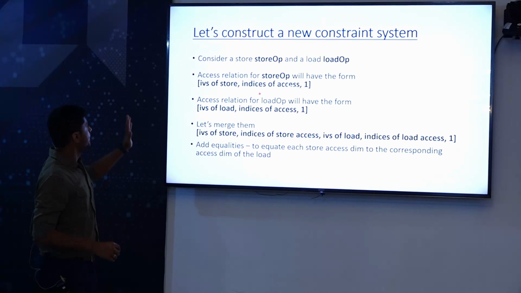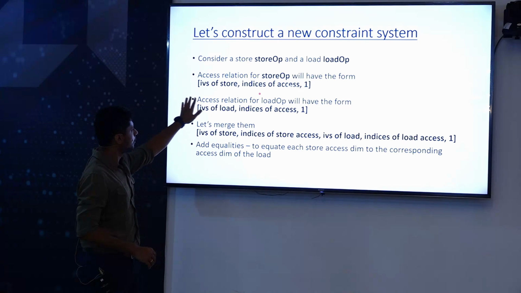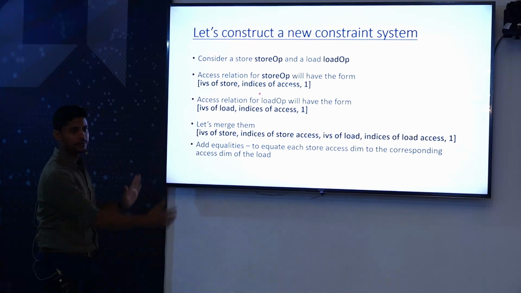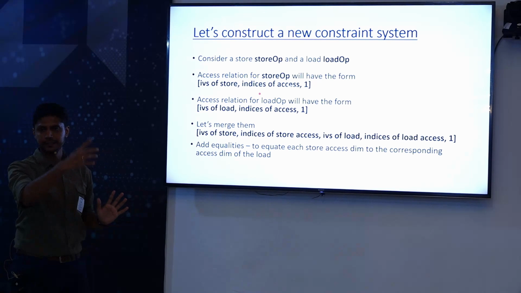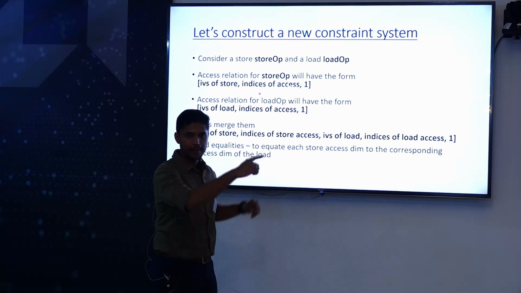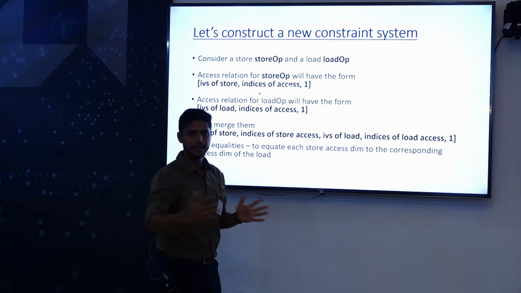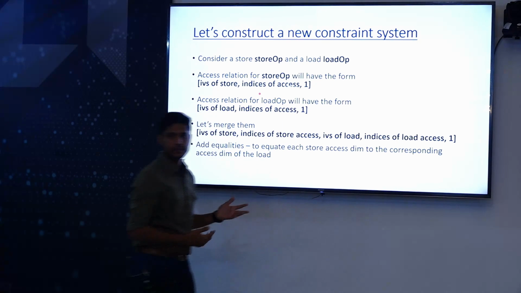Affine store, affine load. And we will construct the access relation of the store op. It will look like this, right? First, initially all the columns will be the IVs of the store. IVs are induction variables, all those I's and J's. They will be there, and the indices of access will be there, like M, M1, M2. In case it's a multi-dimensional memref, it will be M1, M2. And finally there is one, constant or not.